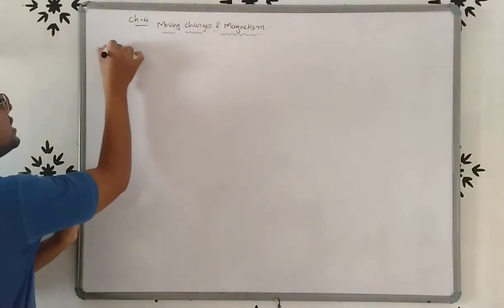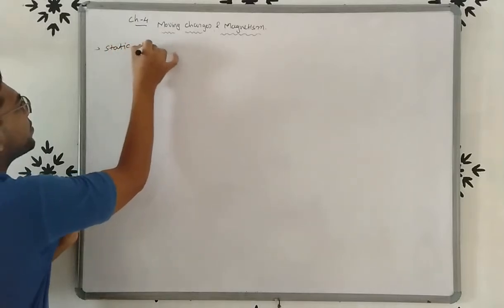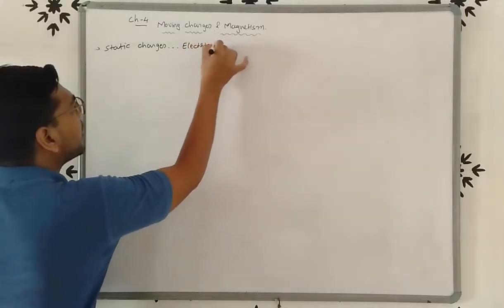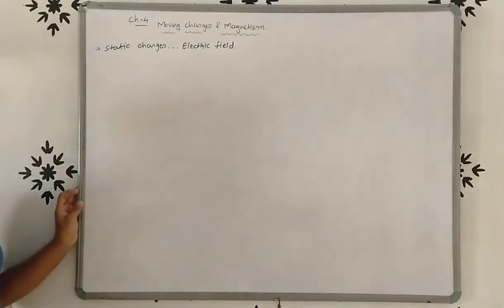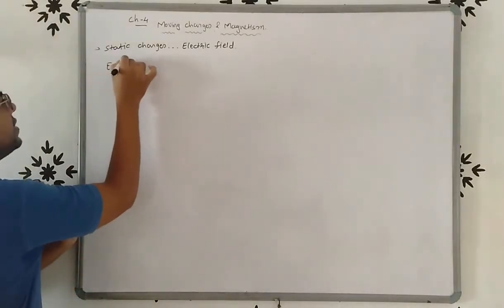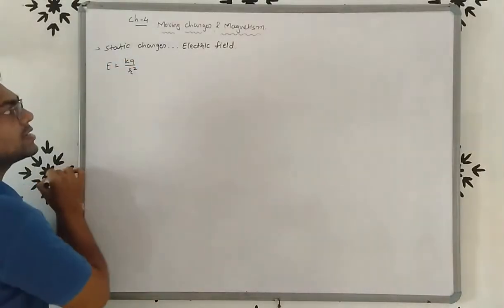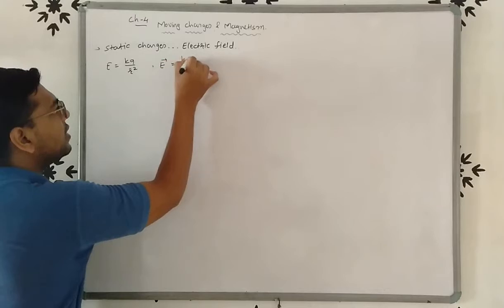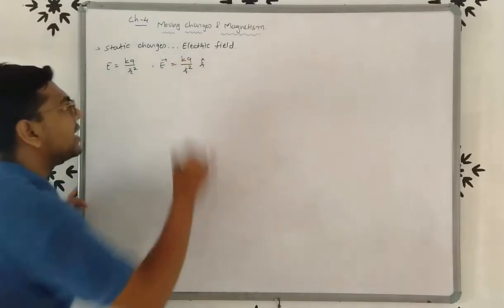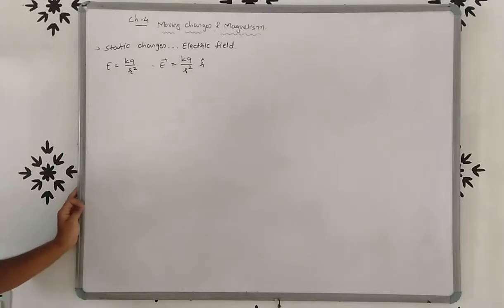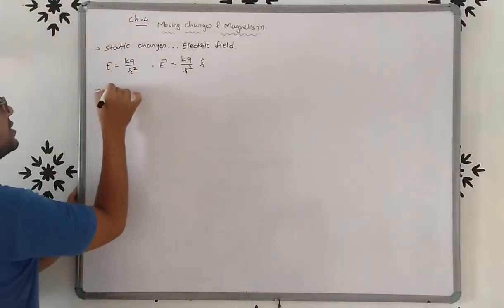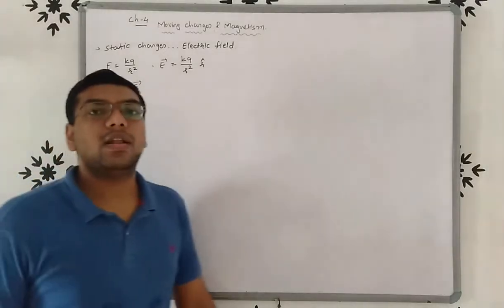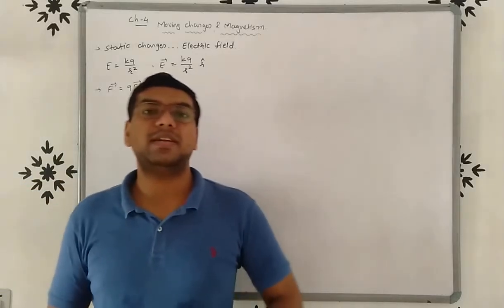Due to the static charges, an electric field will be produced, and we know the formula of electric field E is equal to kq upon r square, and in vector form we can write that vector E is equal to kq upon r square into r cap, right? And if there is an electric field, then force will be there, so F is equal to QE, right? We already discussed this in chapter number 1.